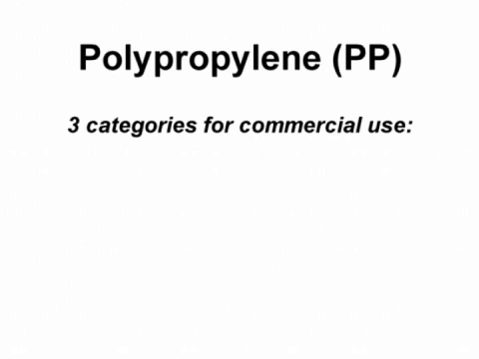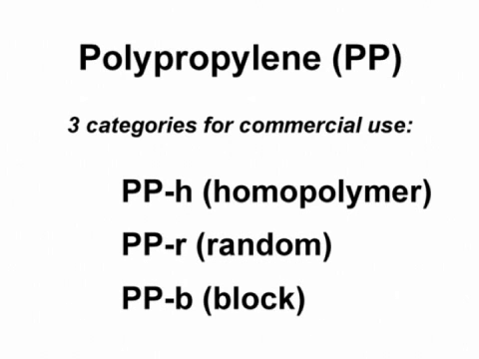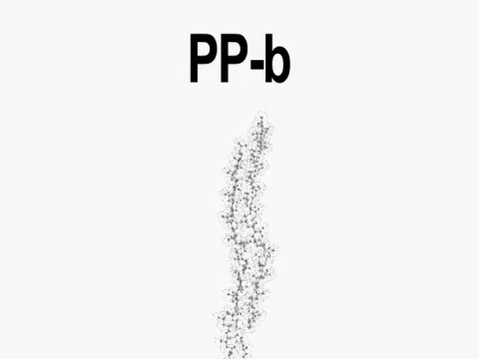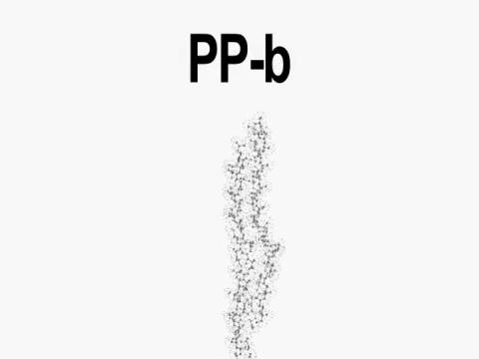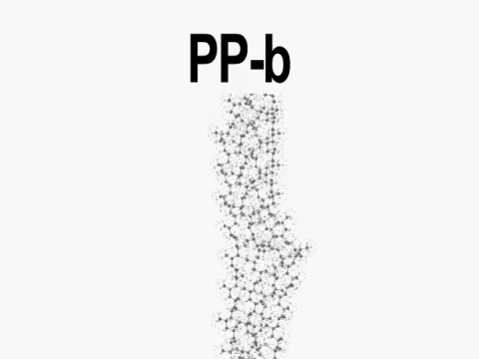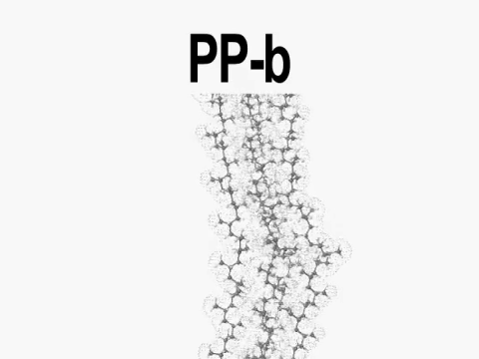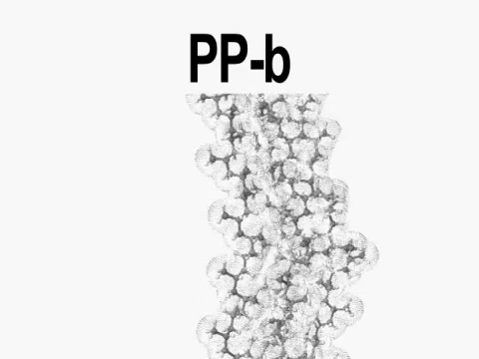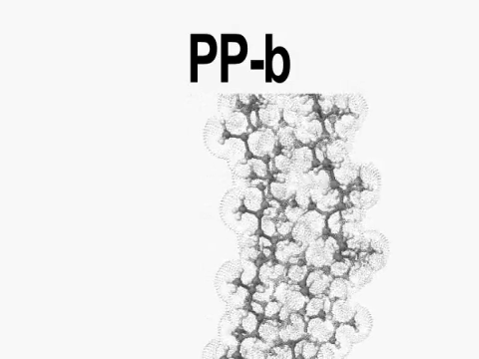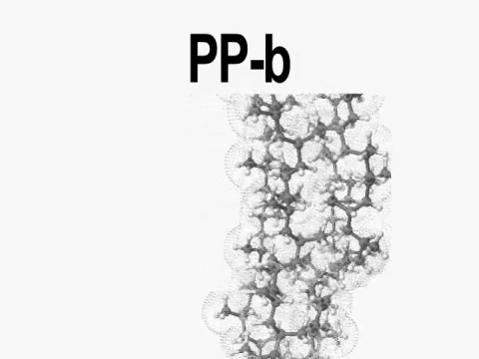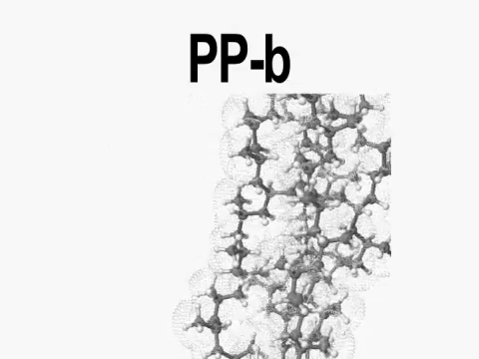In polypropylene, there are typically three categories of polypropylene for commercial use. PPH, which is a polypropylene homopolymer, PPR, which is a random polymer, and PPB, which is a block polymer. In a block polymer, the molecular chain has a regular periodic pattern of the carbon methyl group, allowing good crystallinity, which equals high strength. ADS's HP product line uses a block copolymer in our pipe production.